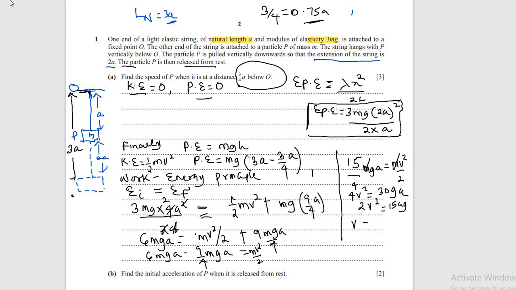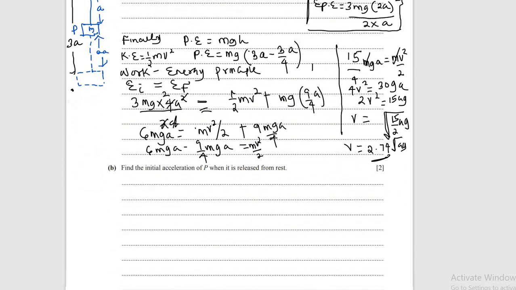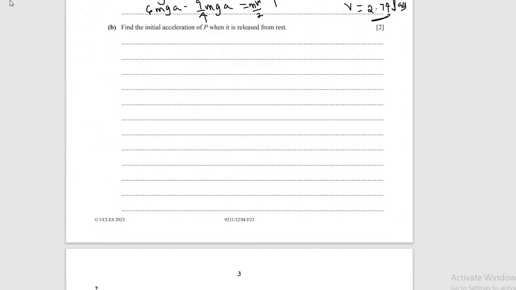So v, the speed, is square root of 15 over 2 ag, which is also the same thing as 2.74 square root of ag, meters per second. That's the speed at a distance 3/4a below O. Let's see the next one.